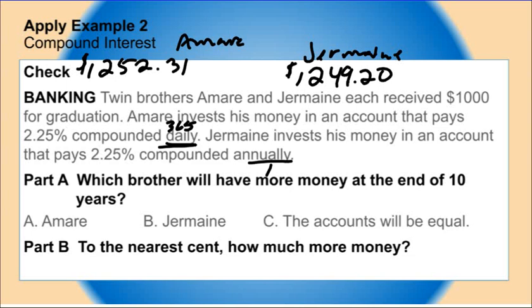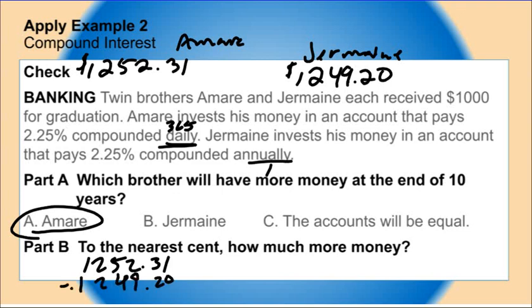So who will have more money at the end of 10 years? That would be Amari. And to the nearest cent, how much more money? So if I take 1252.31 minus 1249.20, we end up with $3.11 more.